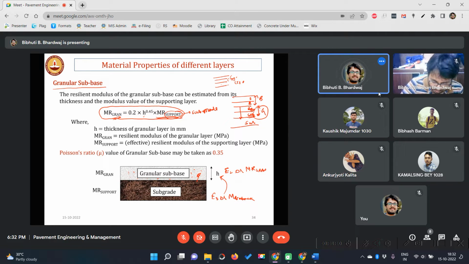Of course you can find out in the lab, but if you don't want to follow that route, that means taking the materials and testing them in the laboratory with a triaxial test, then this is the alternate route. You have to find out like this. What about its Poisson's ratio? This is again suggested that you can use 0.35. Till now understood?